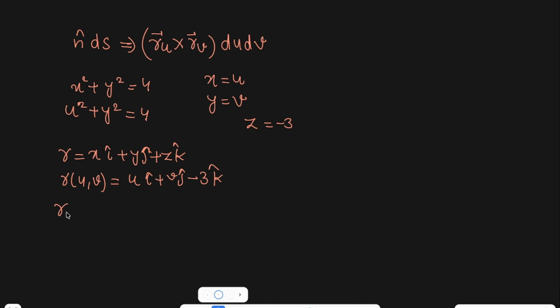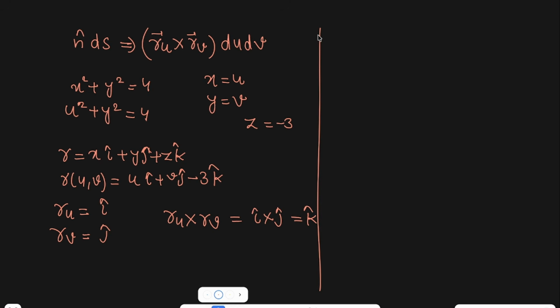Now finding the partial derivative of r with respect to u, that is going to be only i, and the partial derivative of r with respect to v is going to be j. Now r_u cross r_v is nothing but i cross j, which is k cap. Now this is your normal vector. You apply this normal vector here and then simplify this double integral.